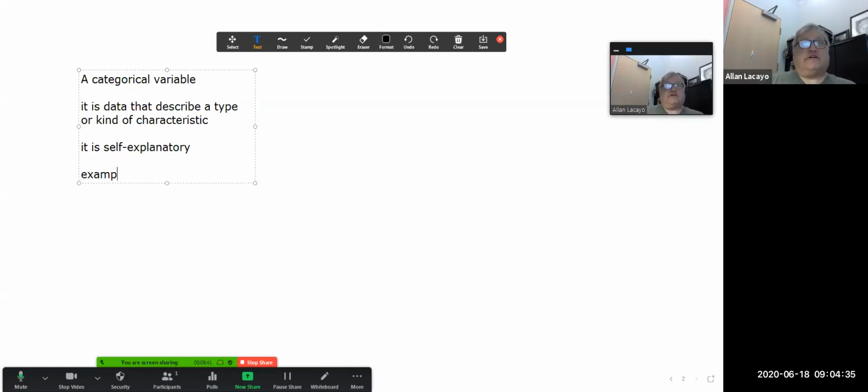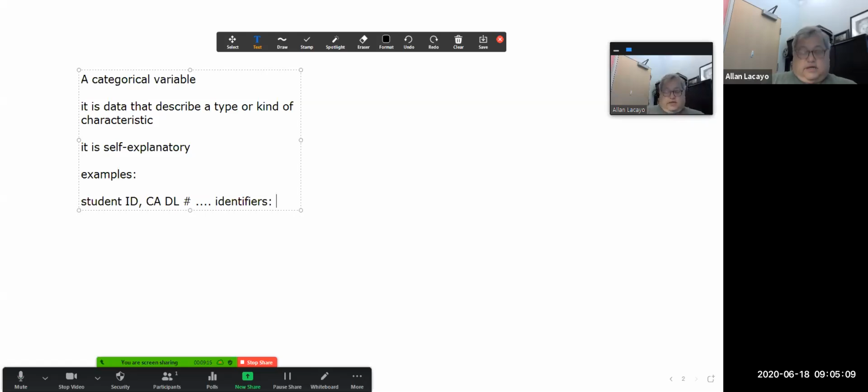Examples of categorical variable: student ID, California driver's license. These are called identifiers. These are examples of identifiers. Identifiers are labels that are unique to individual observations. So that's one kind of categorical data.